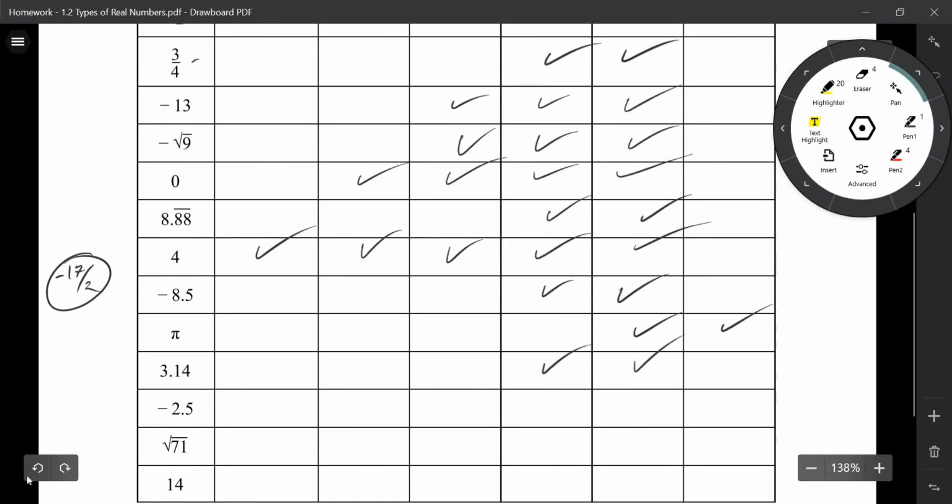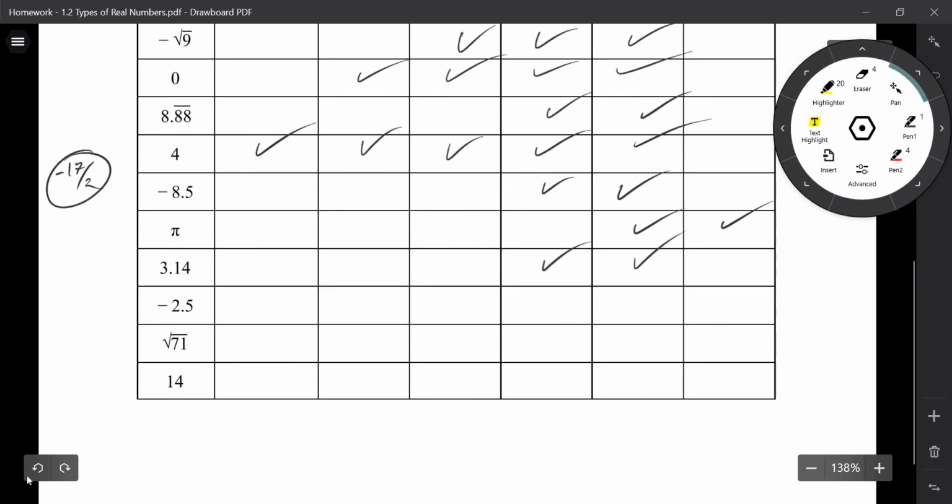And moving on down, we've got 3 left. -2.5. Well, it is not natural. It's not whole. It's not an integer because we've got that 0.5 there. It's expressed using a decimal, which makes it a rational, real number.